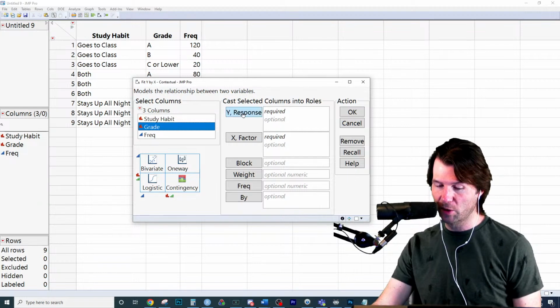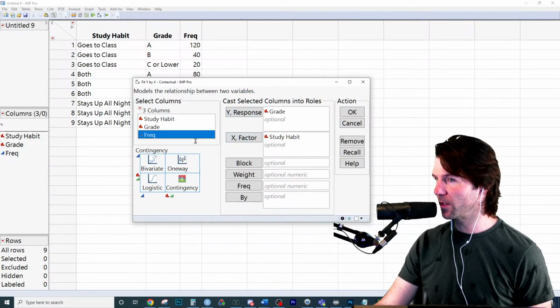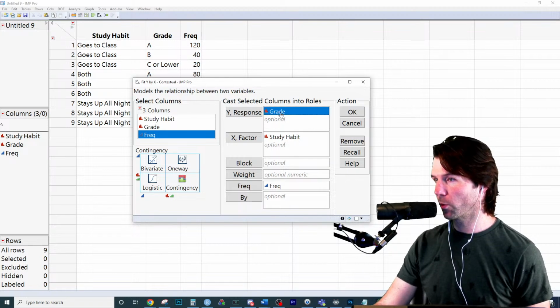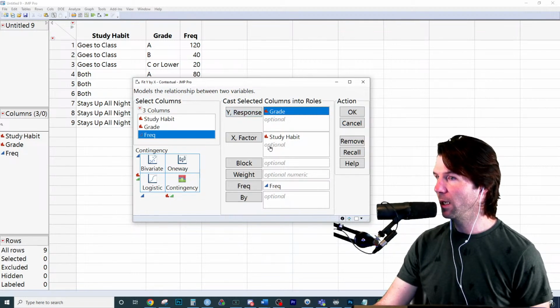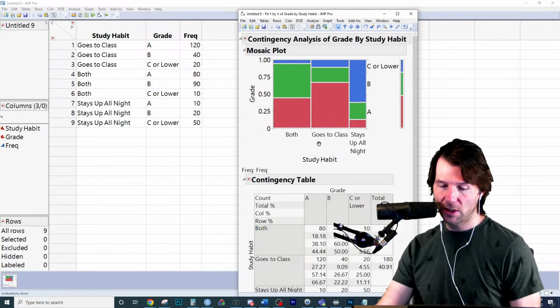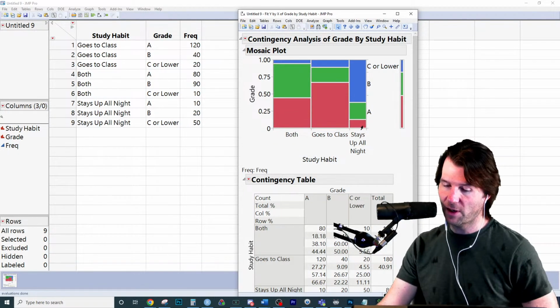We're going to see if your grade, which is the Y variable of interest, can be explained by study habit. Does that make sense? Why do you get a certain grade? Is it explained by study habit? Is grade, the one we are interested in, the Y, explained by study habit? It's kind of like the questions we were doing earlier.